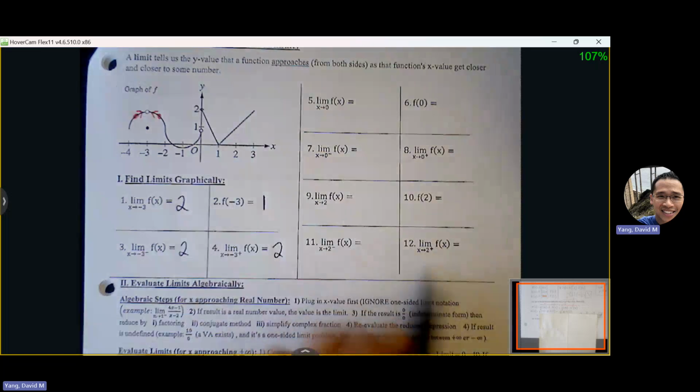All right, see if you guys can finish, try 5 through 12, and see how much you remember when it comes to limits and ordered pair.